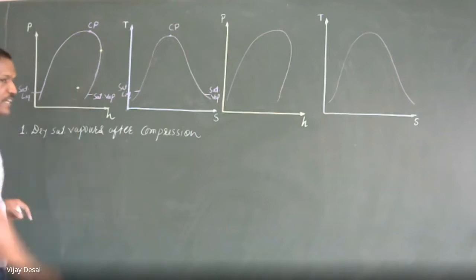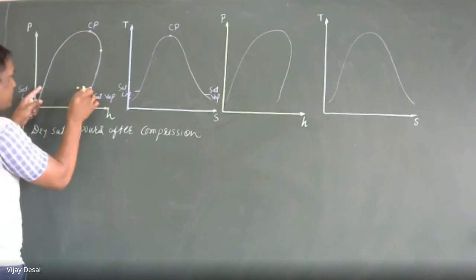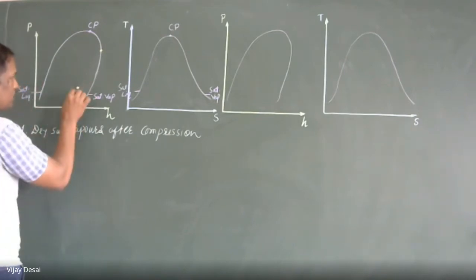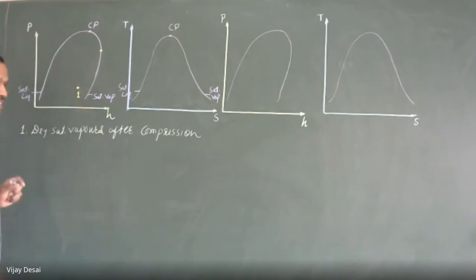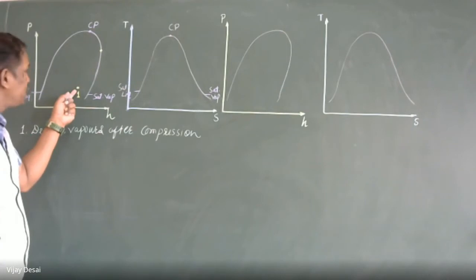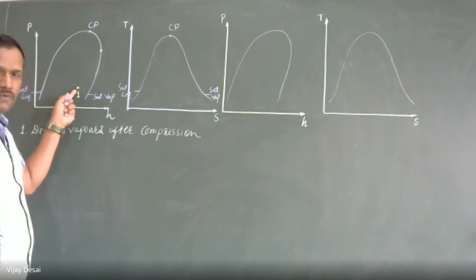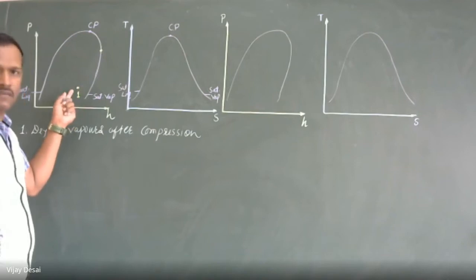If it is a wet vapor, it will lie in between this. So this is point 1, where we are entering our refrigerant in a condition of a mixture of wet and vapor, that is liquid and vapor refrigerant.